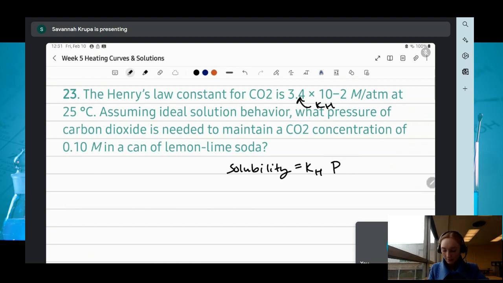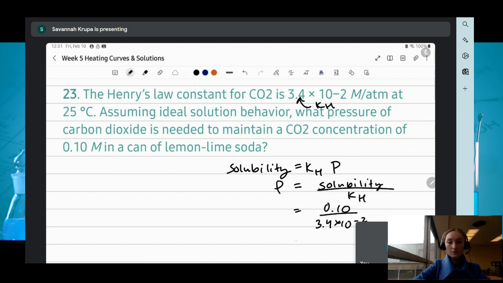So we need to set it up equal to the pressure because that's what it's asking for. So P equals solubility divided by KH. And so the solubility here is going to be the 0.1, and then the KH value is going to be the 3.4 times 10 to the negative 2, and we will get a value of 2.94 atmospheres. And so that is how we solve for this one.